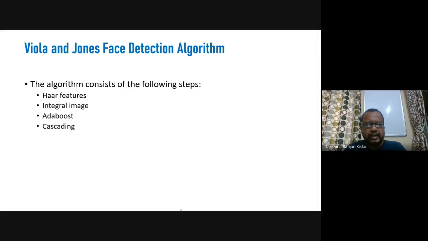Initially, we train the Viola-Jones face detection algorithm with face and non-face examples, and then build a model for classifying faces from non-faces. That means when we develop the face detection model, we need to train it with face and non-face examples so that the algorithm can understand what a face looks like and what a non-face looks like. We need a large number of examples so that the algorithm understands them better, and whenever a face comes for classification, it will be classified as a face image, not a non-face object or non-face example.